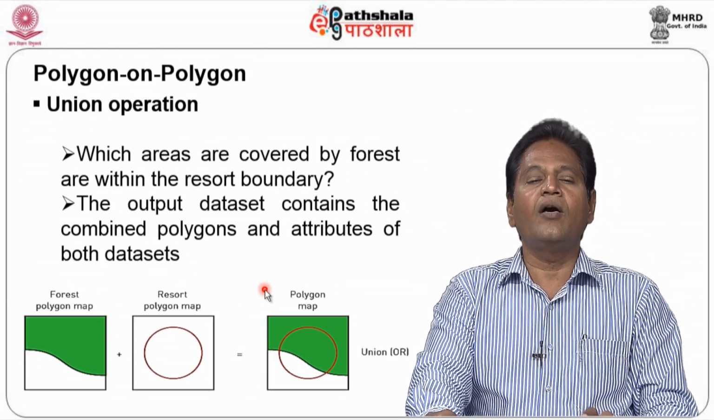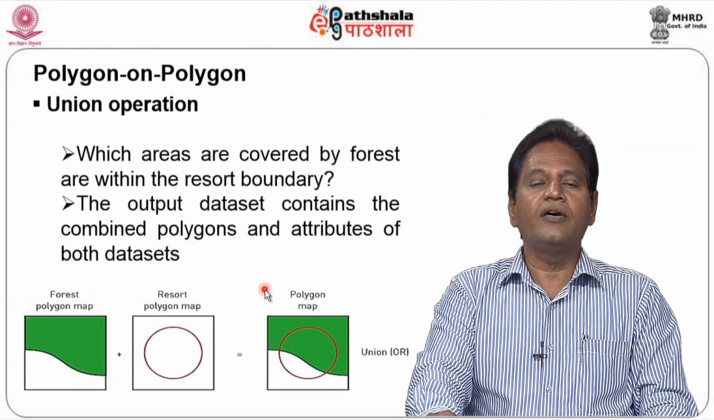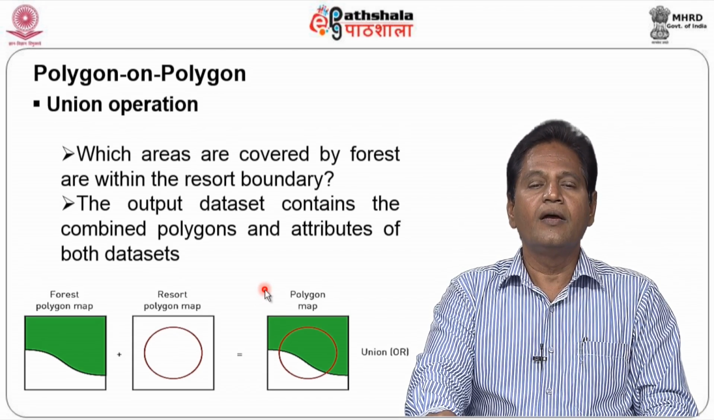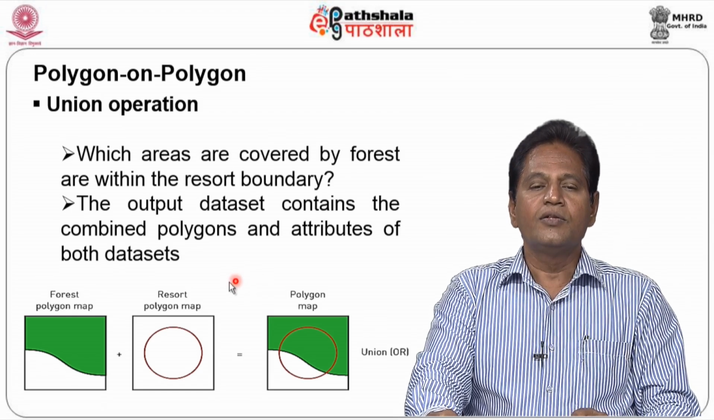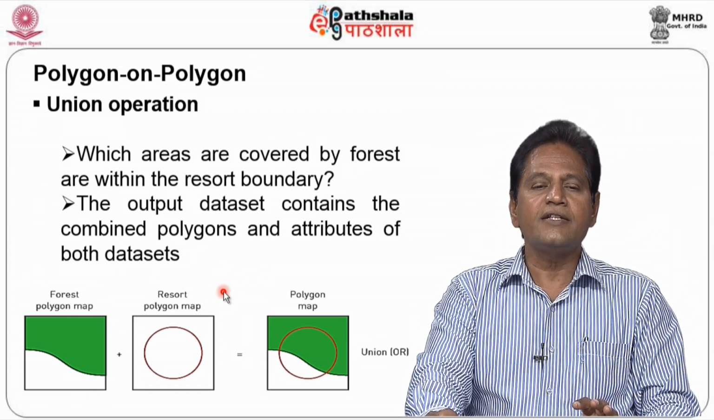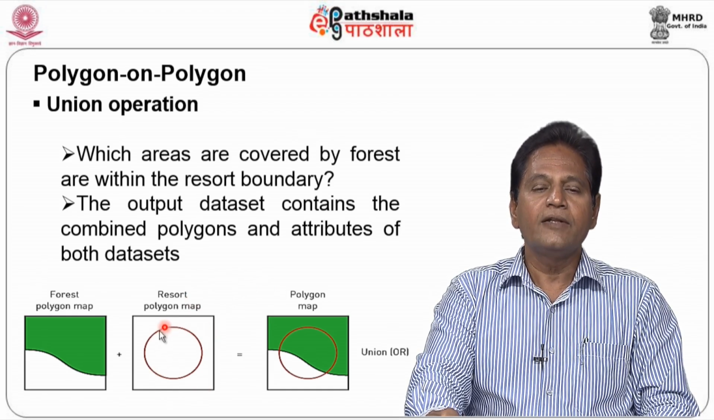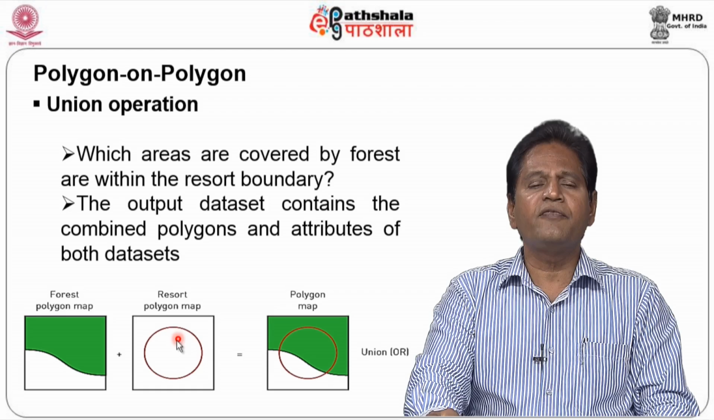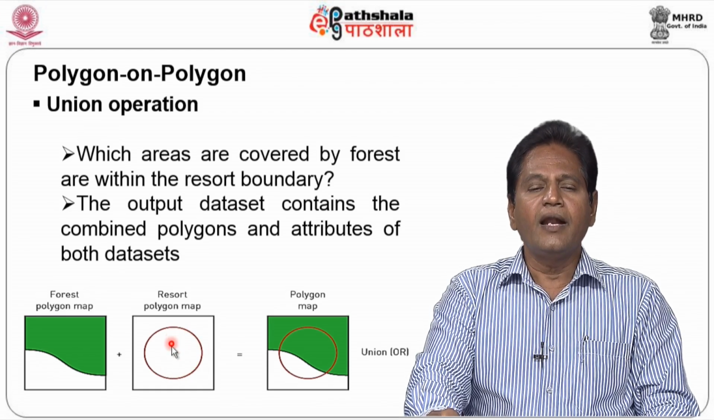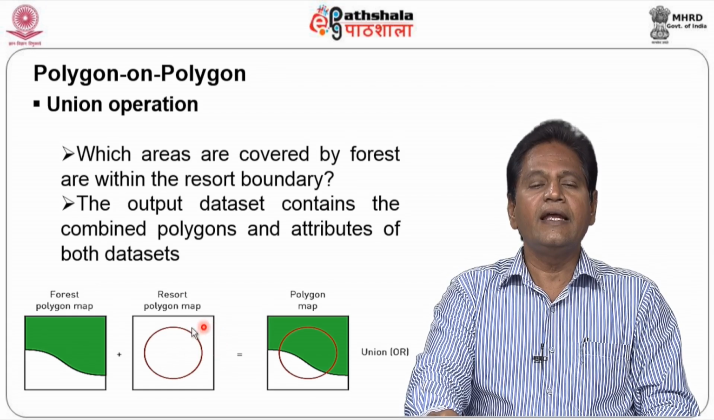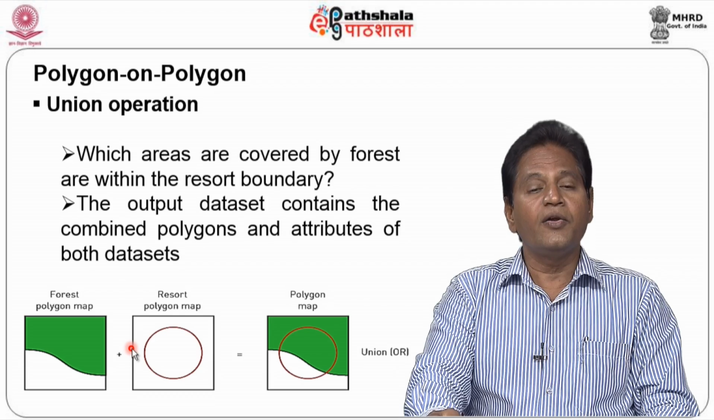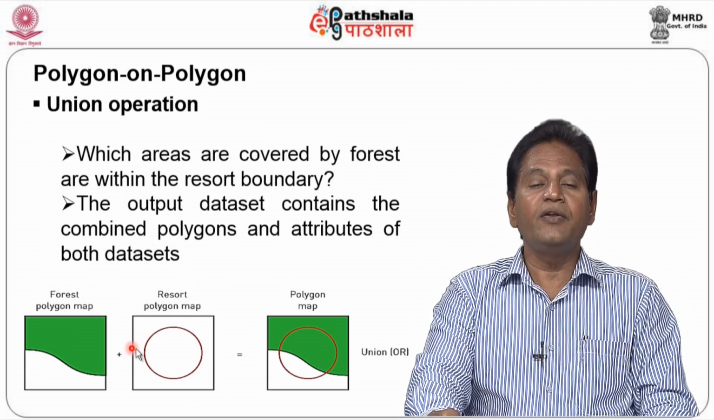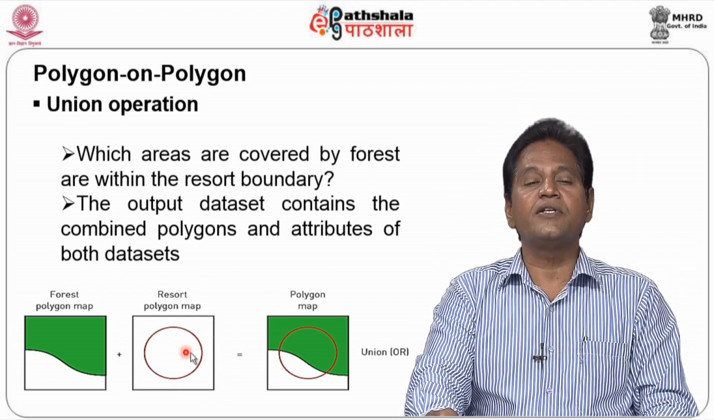Then polygon on polygon. What kind of analysis can one do? So we would like to find out, there is a resort. Which are all the areas covered by forest within the resort boundary? This is my resort boundary, maybe a 100 meters buffer or actual boundary, and I want to find out which part of the resort is covered by forest area. Because there are two things. One, you can talk about the environmental aspect. The other one, you can even discuss using this forest area as an attraction for the tourists.